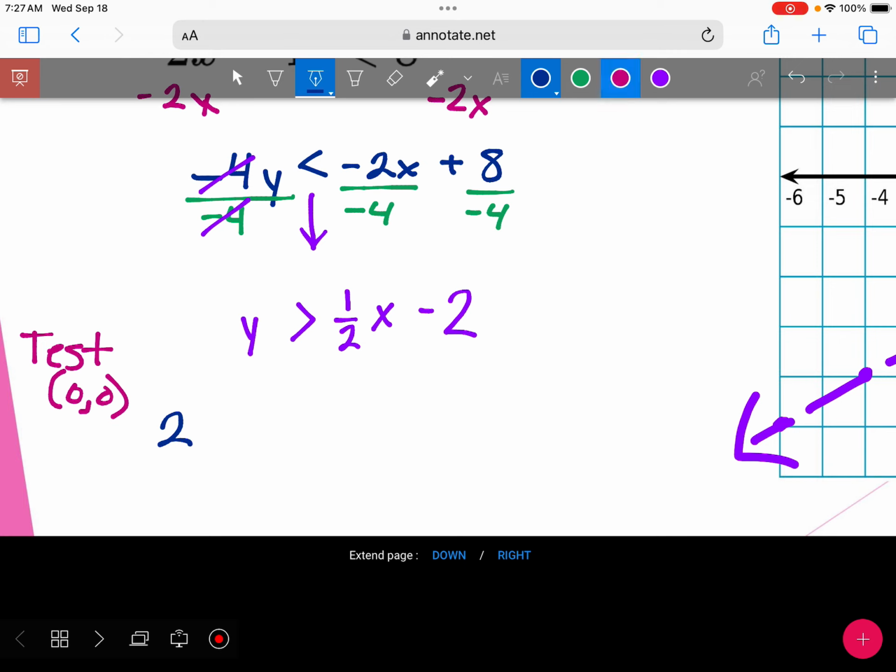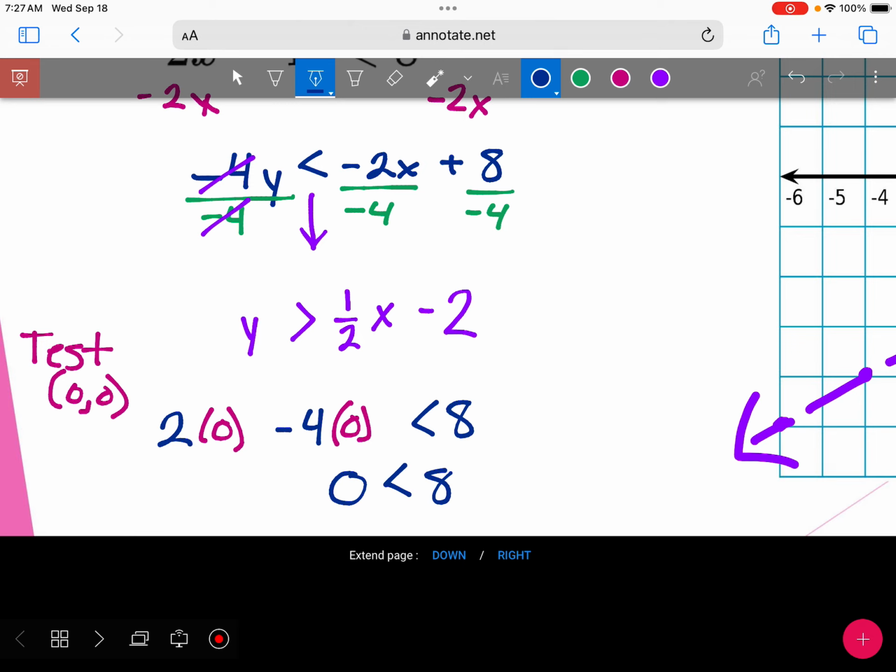So if we have 2 times 0, substituting in our x, minus 4 times 0, and I want to know if that's less than 8. I test on this right now. 2 times 0 is going to give us what? 4 times 0 is going to give us what? 0 minus 0 is going to give us what? 0. Is 0 less than 8? Yes. So where are we going to shade?